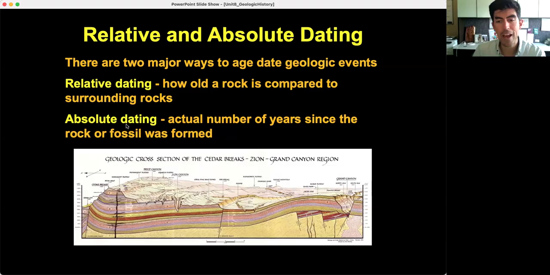The second type is absolute dating, actually getting a number of years since that rock, mineral, or fossil had formed. In this lecture, we're really going to focus on the relative dating principles that are needed to determine whether a rock is older or younger. In a later lecture, we'll focus on the absolute dating principles.